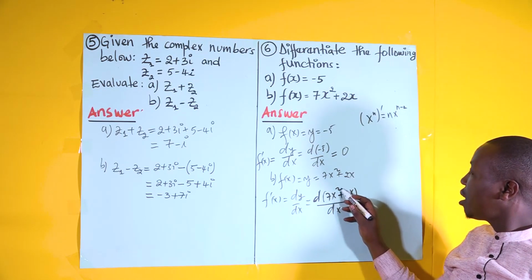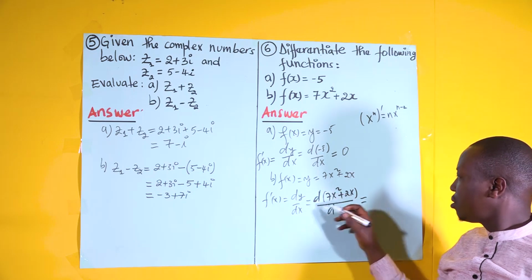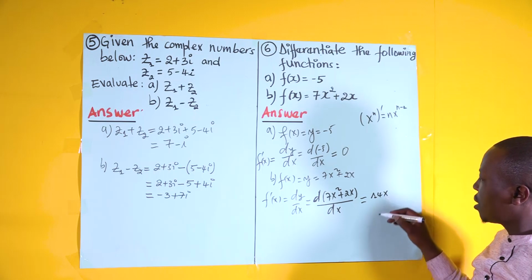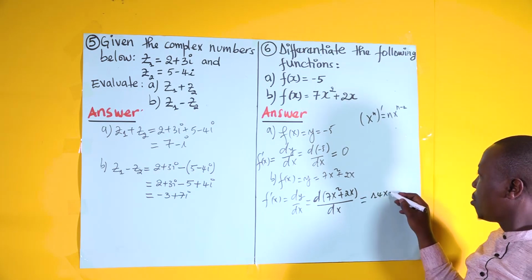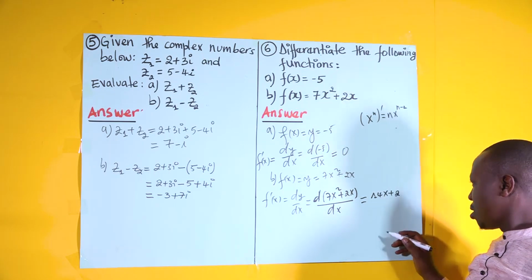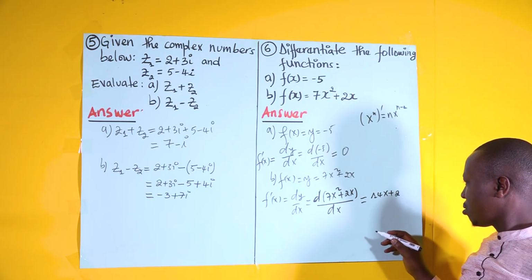So the power that you have here is 2. 2 in front gives us it. 2 times 7 will give us 14. x you have power 1, plus the derivative of 2x will give us 2. It will give us 2.